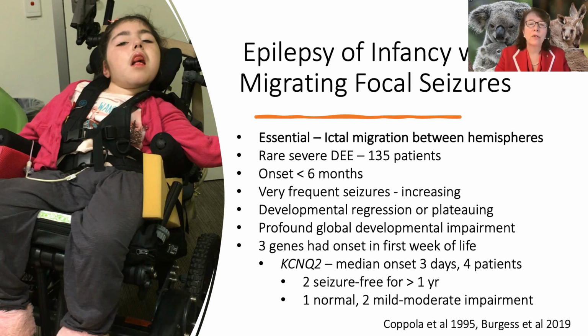Interestingly, out of the 135 patients, there were 7 who had a better outcome, and they included 3 of the KCNQ2 children, 3 out of the 4, which is pretty amazing. 2 had been seizure-free for periods of at least a year, and developmentally, 1 was actually normal, which is amazing and fantastic to see that can happen. And 2 had mild to moderate intellectual disability rather than that severe to profound, which we often see with the more classical form of KCNQ2 developmental and epileptic encephalopathy.